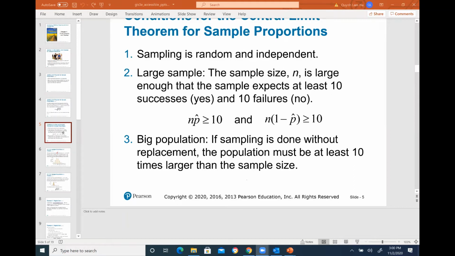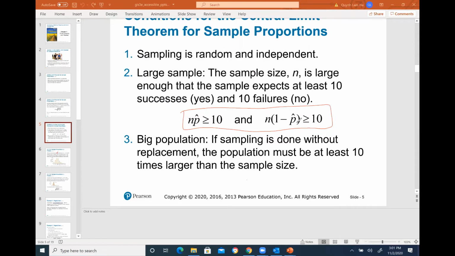Number 2, large sample. In order to check that the sample size is large enough, you're using this formula. You have to try 2. Okay, you have to take n, which is the sample size, times p hat. You plug in the value that they provide in the story, compute that, and see what value you have. Compare with 10. Is it larger than 10 or equal to 10? If it's larger than or equal to 10, that's qualified. And similarly n times 1 minus p hat, same thing. It has to be greater than or equal to 10 in order to satisfy the second condition.